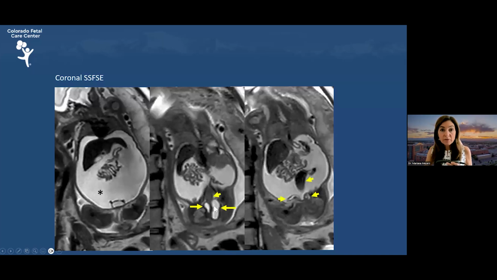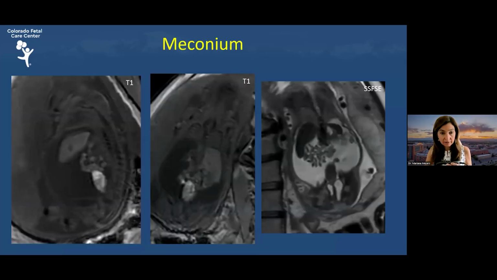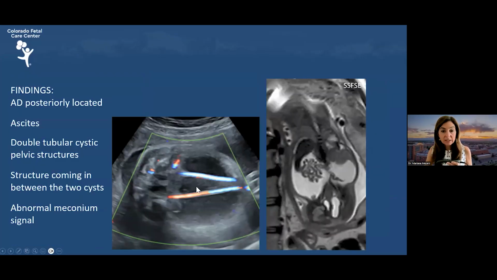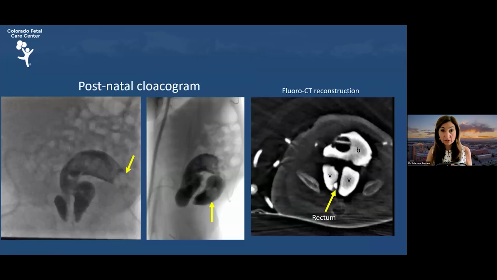So these are the 2 hemivaginas, these are the 2 hemiuteri, and this is the rectum coming in between the 2 hemivaginas, which is the most pathognomonic finding. The T1 images show mixed signal and abrupt termination of that part of the rectum coming in between the 2 hemivaginas. So what this is, a posterior cloaca. Again, not that I said posterior cloaca in utero, but postnatally was diagnosed as such.